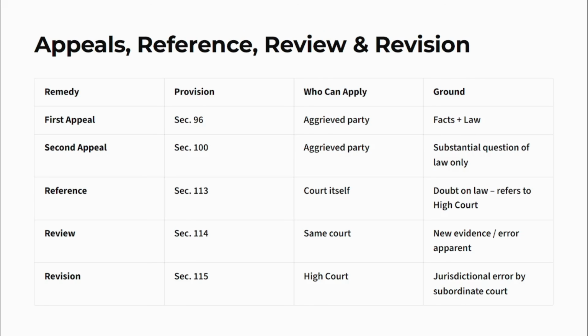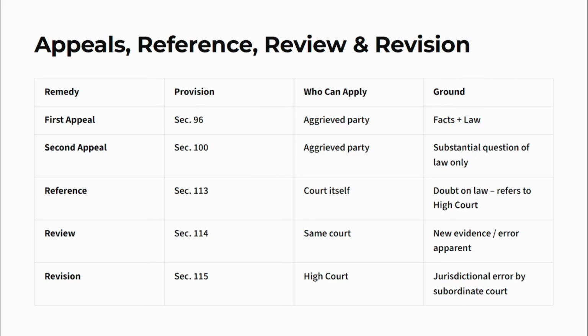The second appeal, section 100, is allowed only when there is a substantial question of law, not just fact, and it goes to the high court. Reference, section 113: a court itself asks the high court for guidance when it is not sure about a point of law. Then review, section 114: asking the same court to look at its own decision again, usually because of new evidence or an obvious mistake.